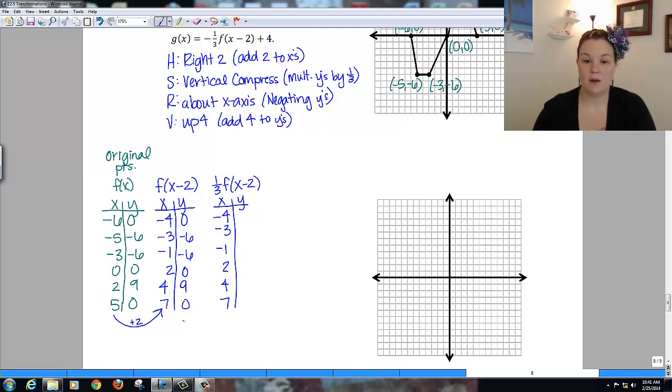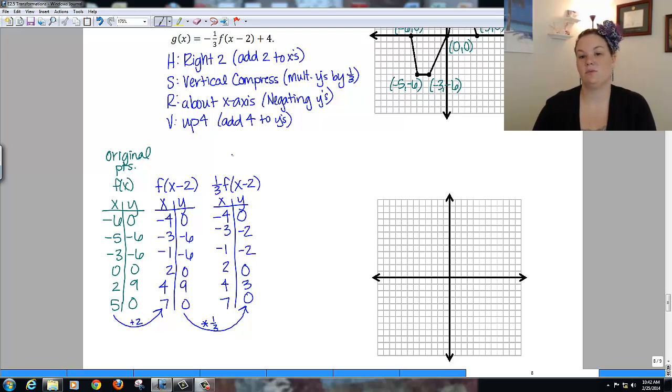And I'm going to take my y values, and going into this new table, I'm going to multiply by 1/3. 1/3 times 0 is 0. 1/3 times -6 is -6/3, which is -2. Negative 6 times 1/3, again, is going to be negative 2. 0 times 1/3 is 0. 9 times 1/3 is 9/3, which is 3. And 1/3 times 0 is 0. Okay, so I've done my first two transformations.